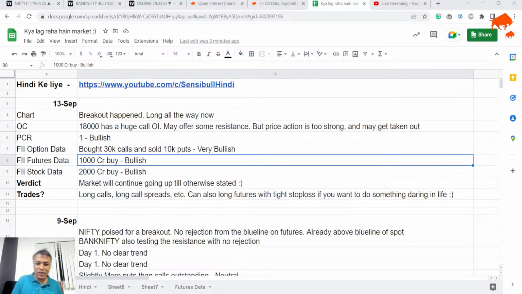Be here now. Beautiful idea, right? That you should, in the moment right now, it is all long. And stay long. Be here now. Don't try to predict kya hoga market mein and all that, right?